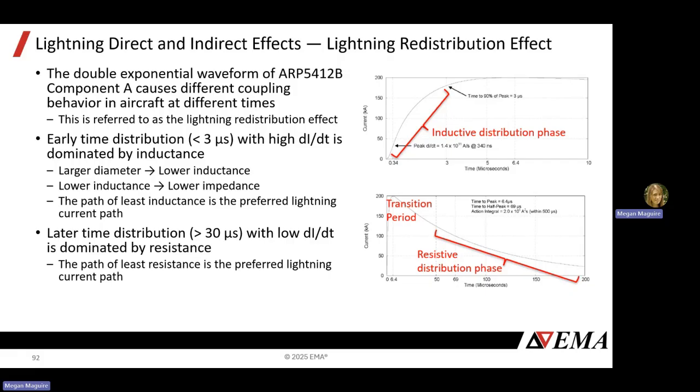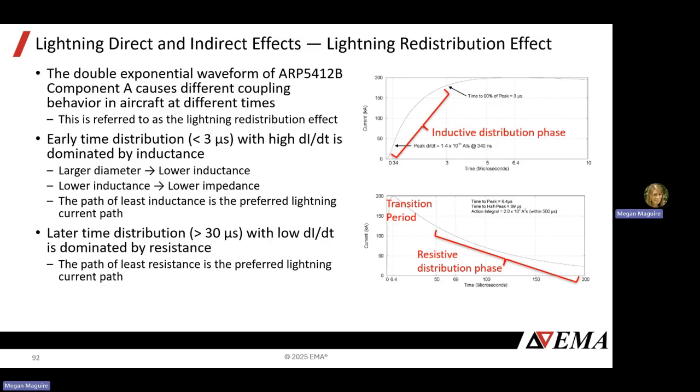So at early times in the waveform, less than 3 microseconds, you have a high rate of change of current. And in this case, the coupling is dominated by inductance. So larger diameter or larger size of something means lower inductance, lower impedance. So current will take the path of least impedance. In this case, the path of least inductance would be preferred at this early phase. What this means is something may have low inductance, but a relatively high resistance. It still may be preferable to a low resistive path, like a copper shield. So in earlier times, lightning will take the path of primarily structures, even if they're more resistive.